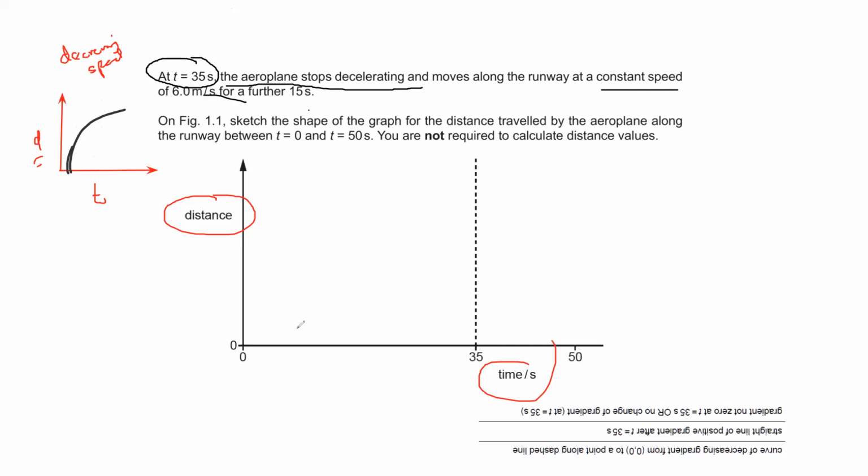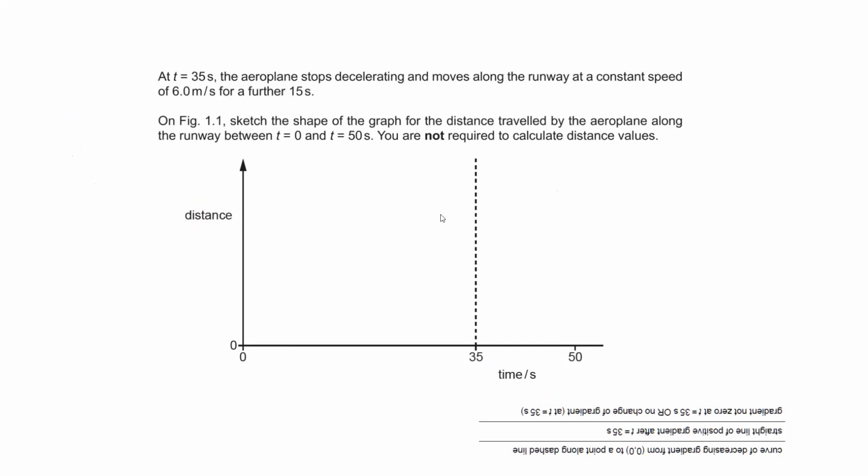So how do we draw a deceleration from 0 to 35? Can you sketch now on the grid the deceleration part from 0 to 35? Yeah, that's right. This is showing deceleration. And then they mention it moved with a constant speed for 15 seconds. So I will draw a straight line. Is it clear now? Yes, sir. Okay.